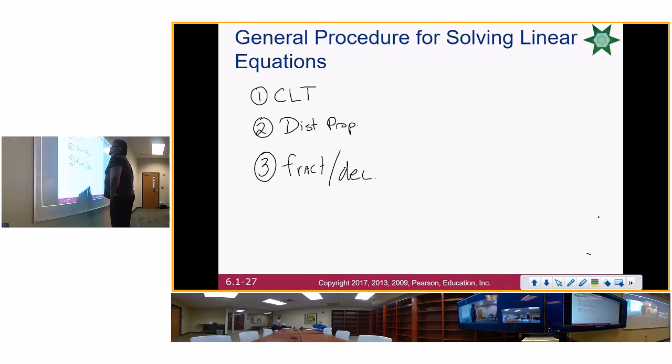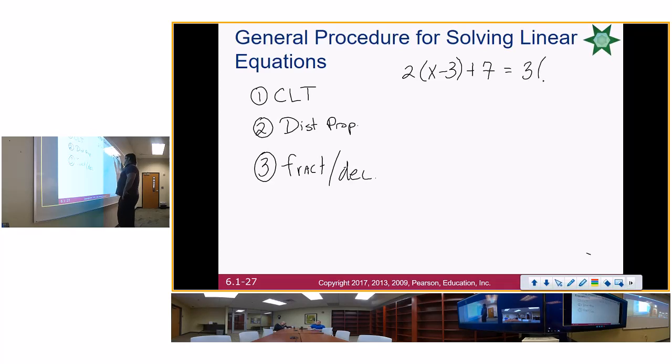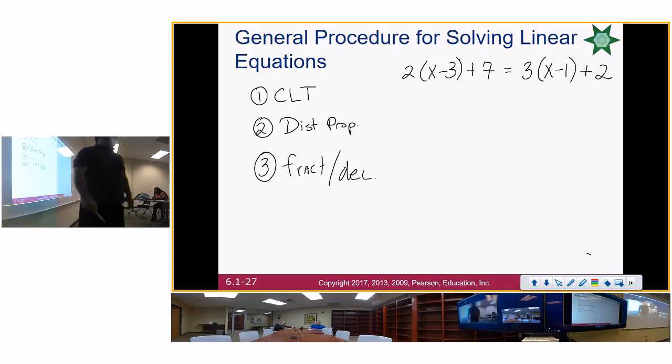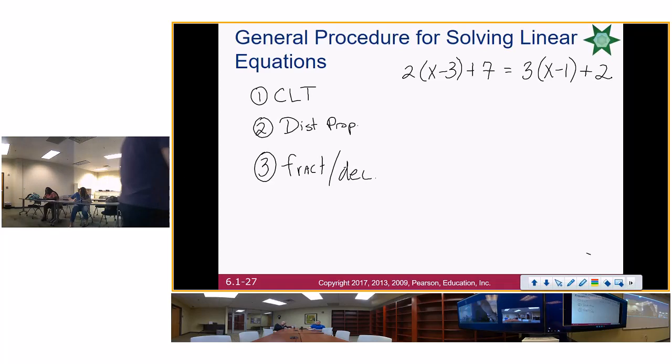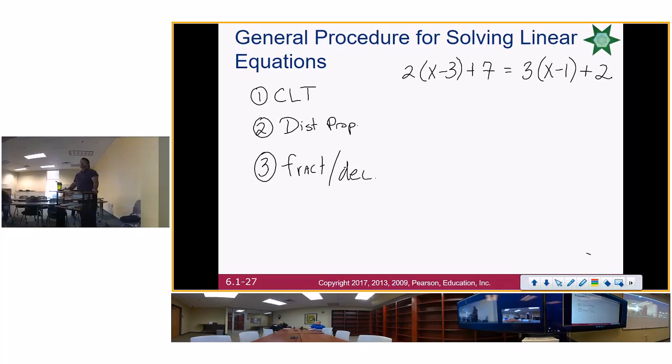So I'm going to move on to the distributive law. 2 times x minus 3 plus 7 is equal to 3 times x minus 1 plus 2. Now I want you to go ahead and try that. Again, I may have some people that don't even know how to start it. And then I may have some people that invented it. Me. Yeah.